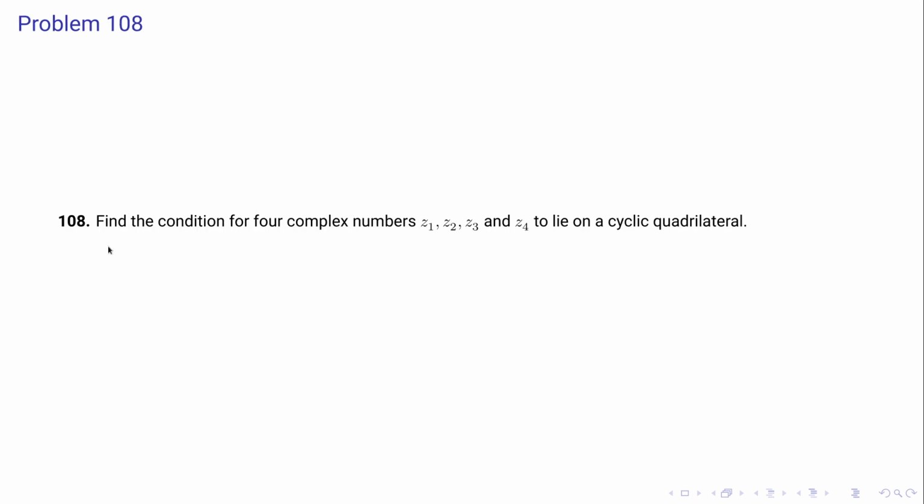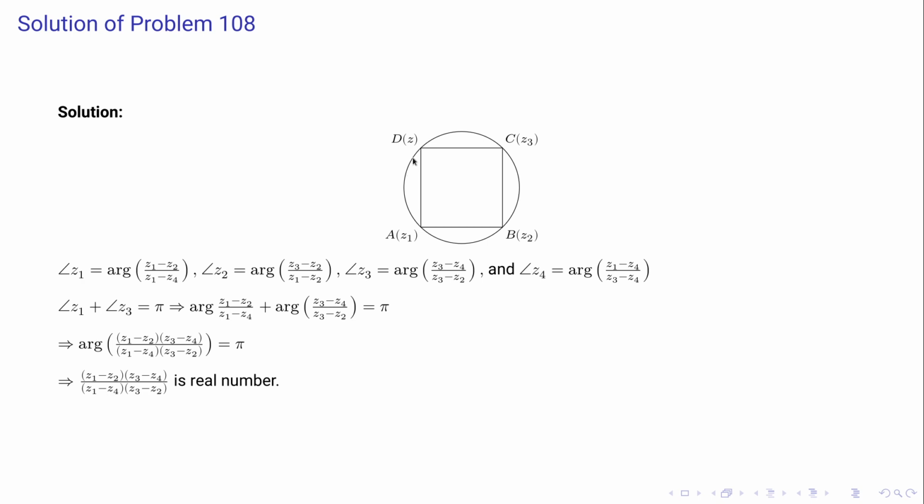Problem 108 says that find the condition for 4 complex numbers z1, z2, z3 and z4 to lie on a cyclic quadrilateral. So this is the condition for 4 points to lie on a quadrilateral, that is a cyclic quadrilateral. So we have 4 points A, B, C, D. This should be z4, that is z1, z2, z3, z4.